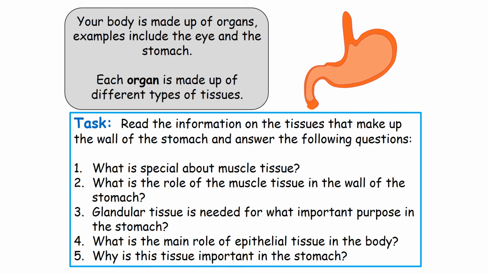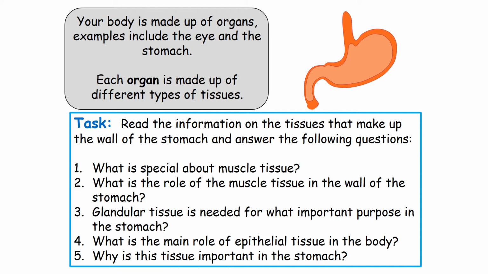So our first task is we're going to recap some of the work we looked at last week in lesson 1. So we know our body is made up of organs. Examples include the eye and the stomach, and that each organ is made up of different types of tissues. And a tissue is defined as a group of similar cells working together. So what I would like you to do is read the information on the next slide on the tissues that make up the wall of the stomach and then answer the following questions.